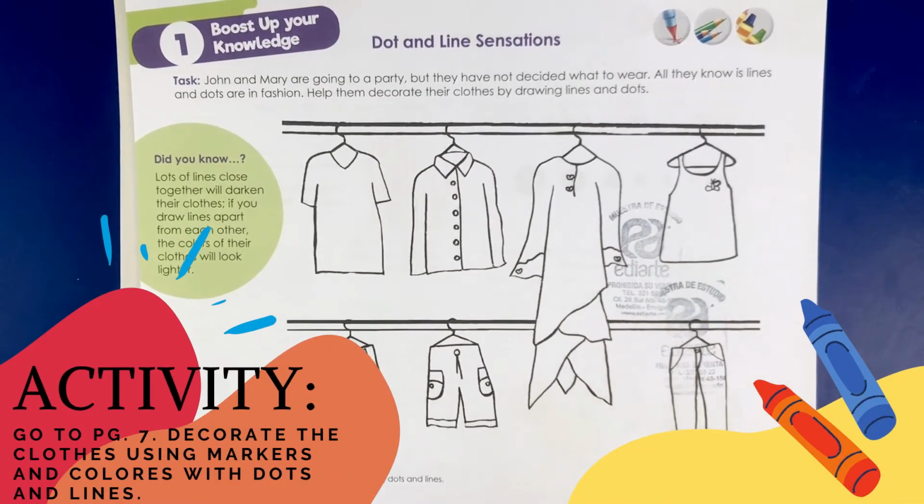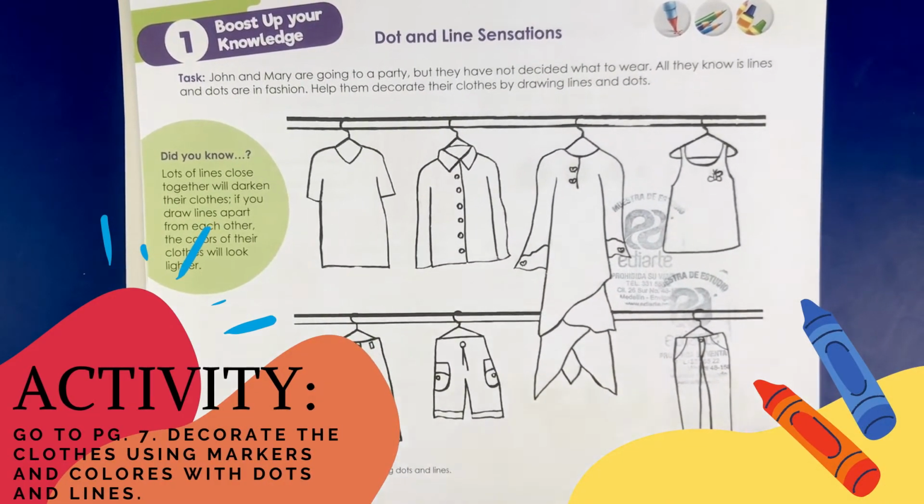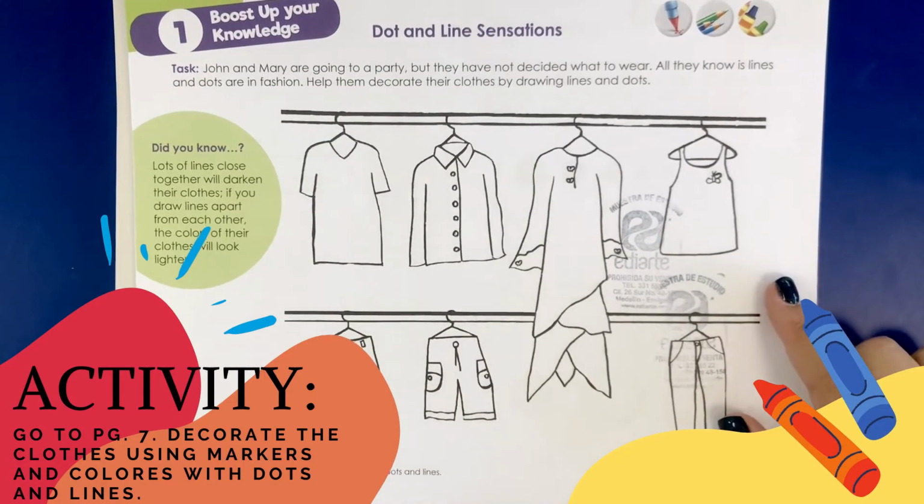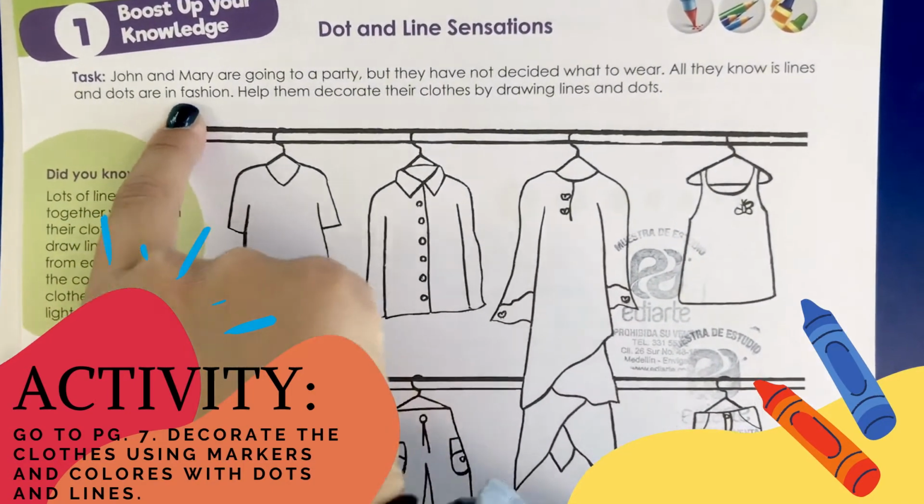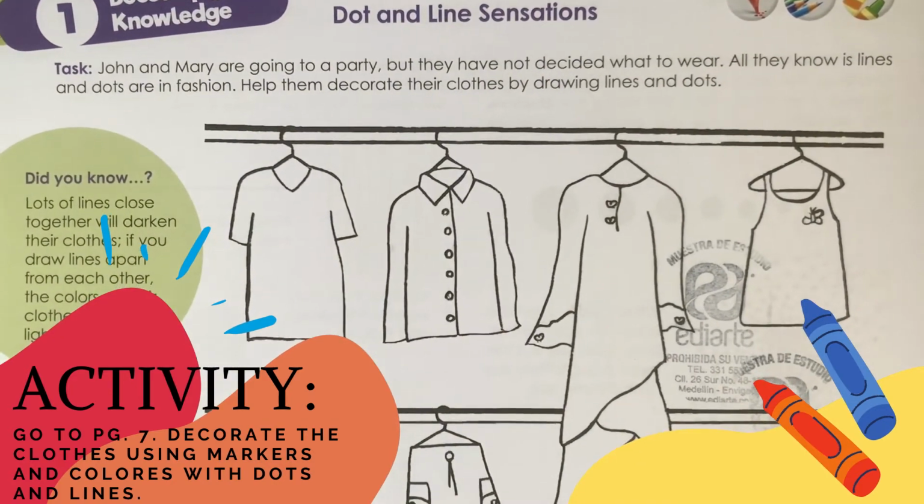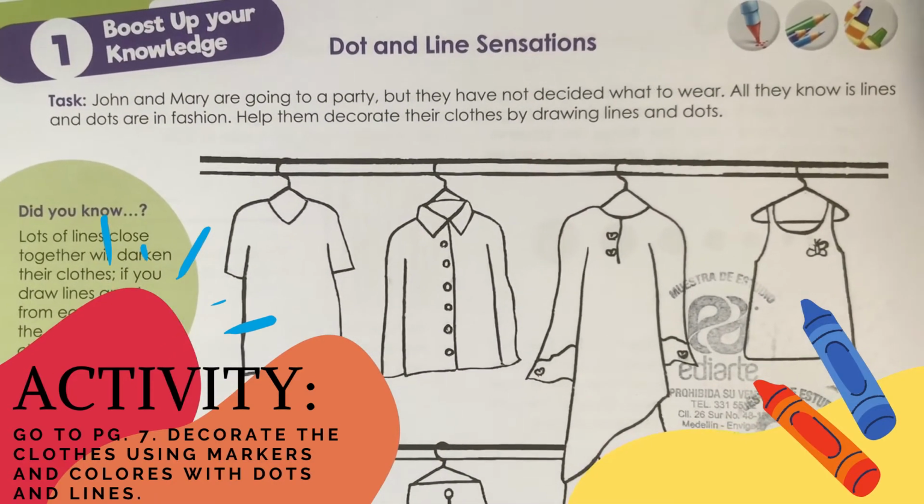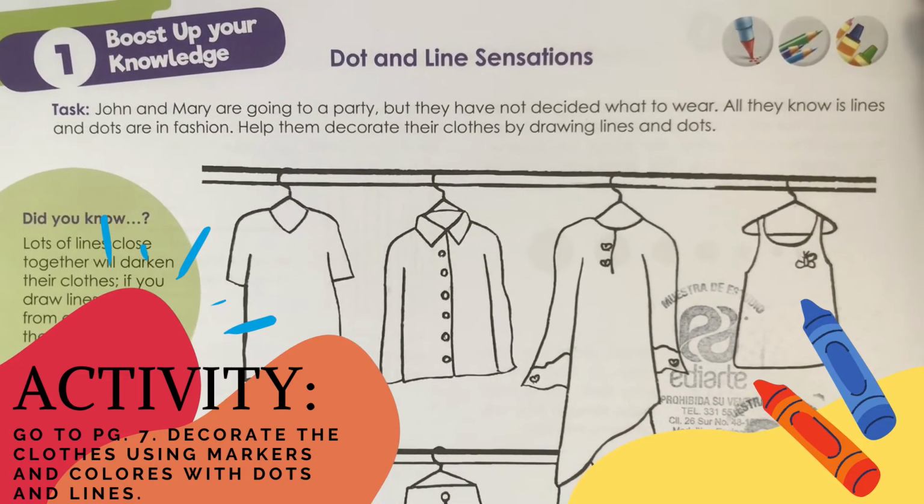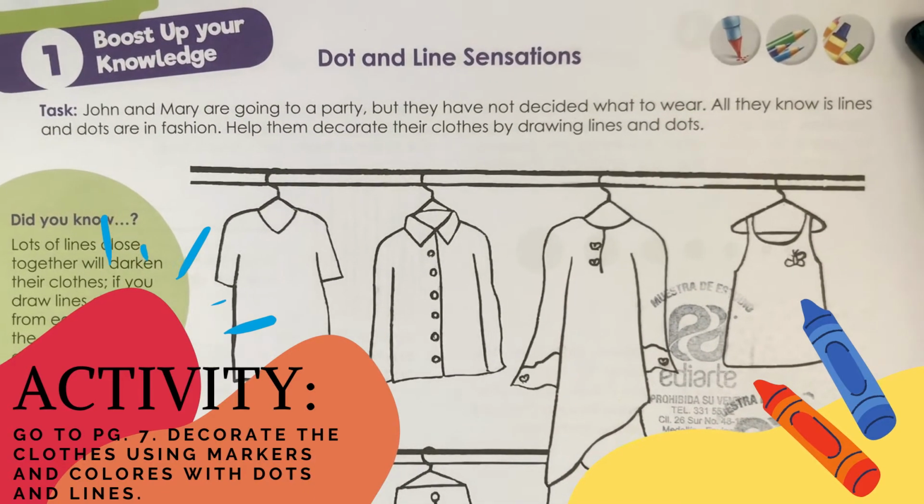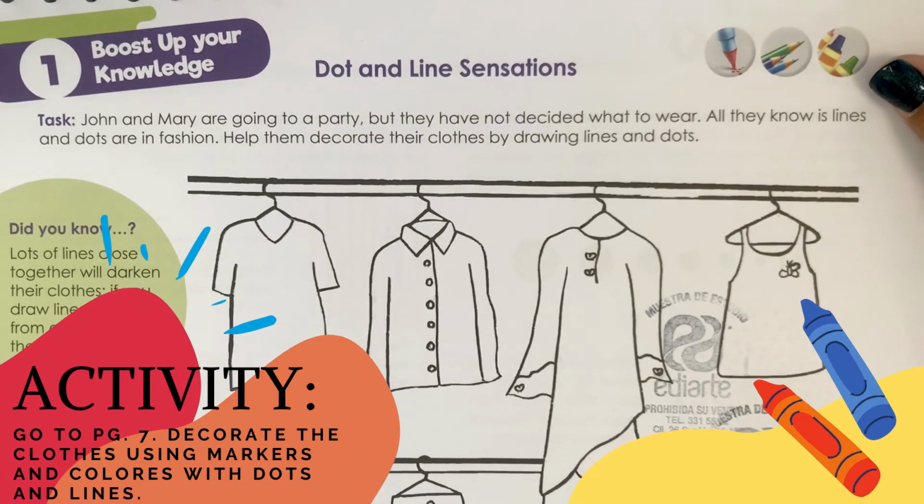Now we're going to page 7, and we are going to do this worksheet. We're going to read this part. John and Mary are going to a party, but they have not decided what to wear. All they know is lines and dots are in fashion. Help them decorate their clothes by drawing lines and dots.